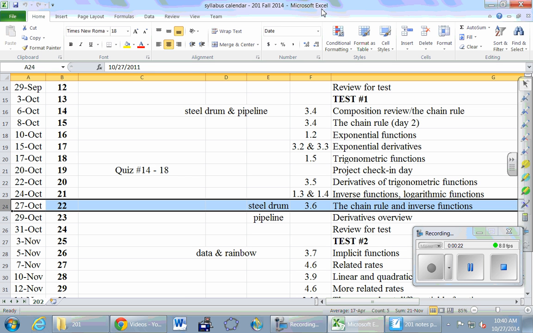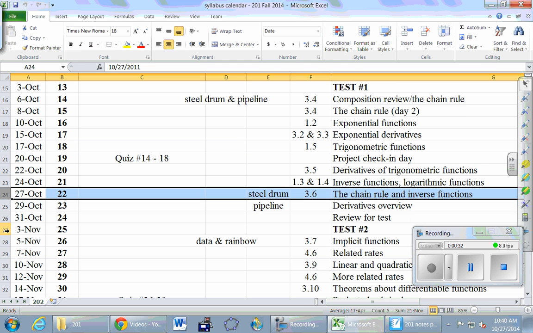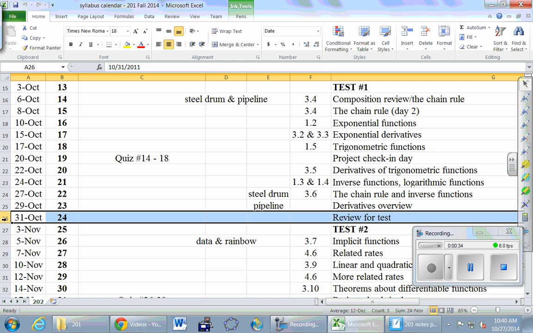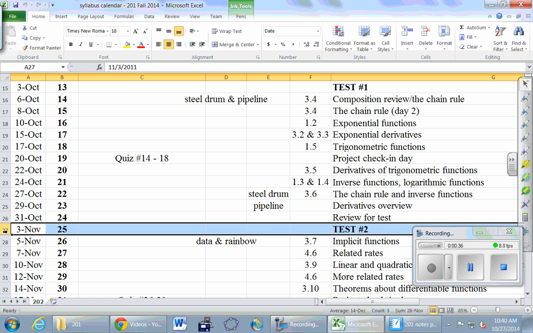Nothing new really, but just giving you more and more complicated ways of putting together all of these functions that we now know how to take derivatives of. And then coming up on Friday is our review day for the test, which is scheduled for November 3rd, which I think is a week from today. Yes? Monday next week is our test number 2. It is definitely not too early to start studying for that test, 1 week away.